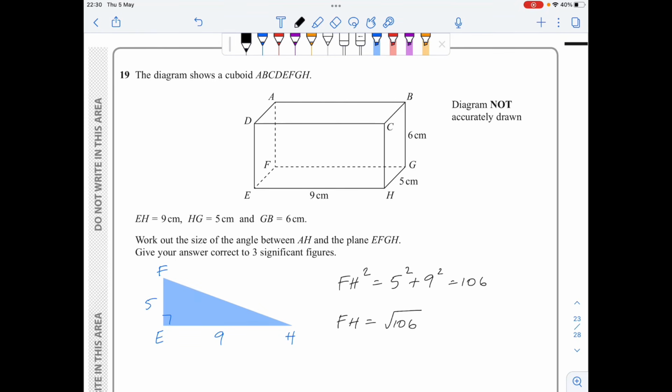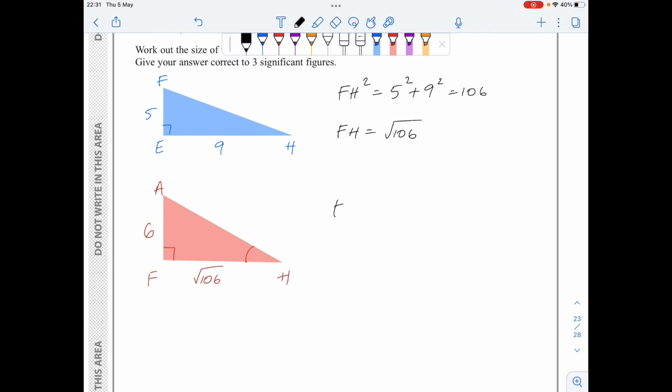Now to find the required angle, consider the following triangle. Again, this is a right angle triangle. The base FH, we just found it. The height AF is 6 and we need angle H. Let's redraw this triangle. So tan of angle H equals opposite over the adjacent. So H is the inverse of tan of this number. So H is equal to 30.2 degrees.